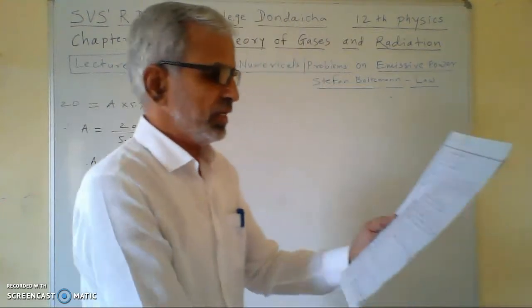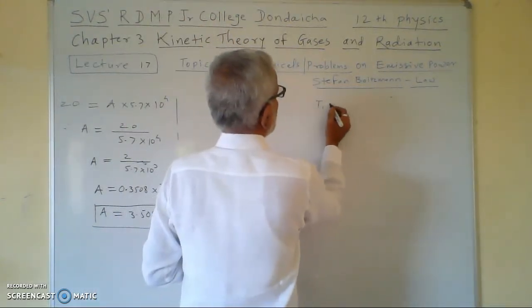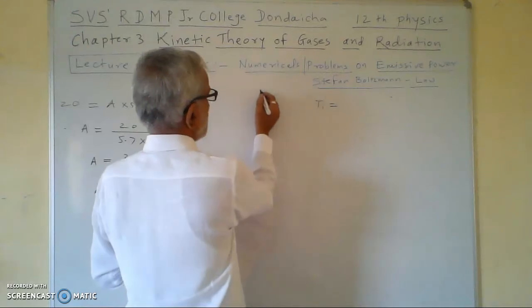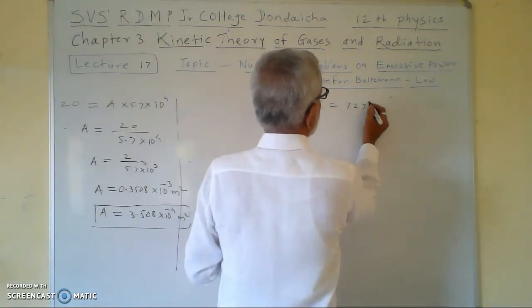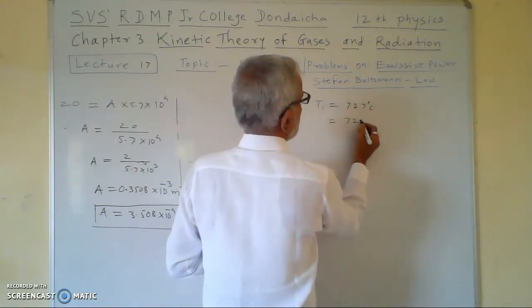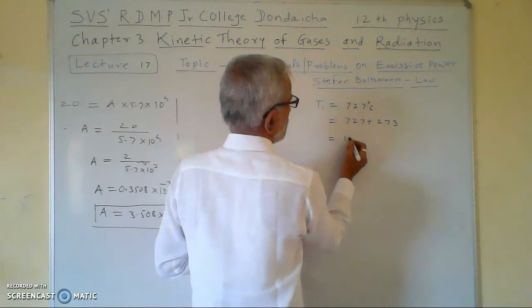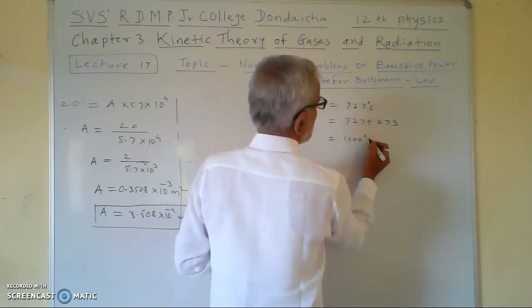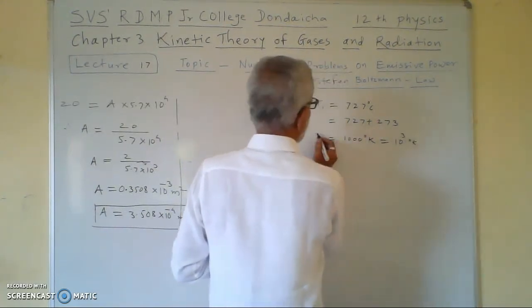So first we write T1. So T1 is equal to, this is problem number 22. T1 is 727 degrees Celsius. So this will be 727 plus 273. It is equal to 1000 degree Kelvin. It is 10 raised to 3 degree Kelvin.